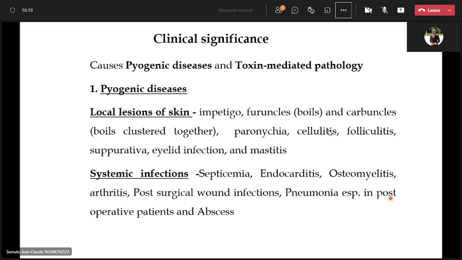So pneumonia, especially in post-operative patients, and abscess. So these are pyogenic diseases, which go with pus and can be local as well as deeper in the body, like septicemia and endocarditis, causing a threat or even death of the infected person.